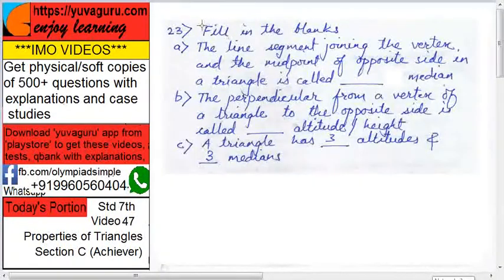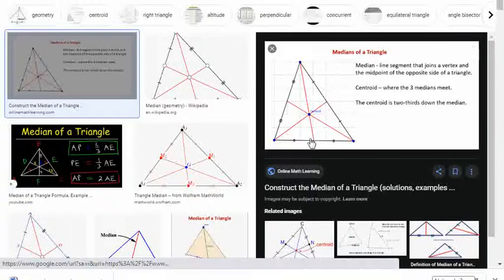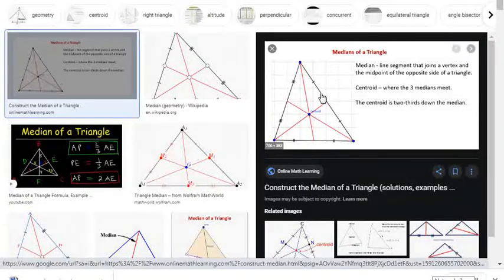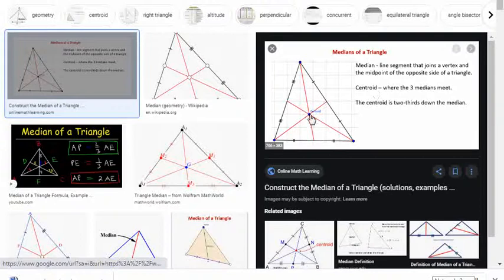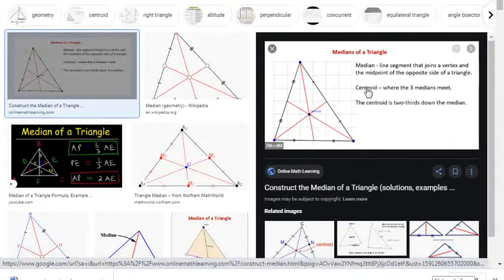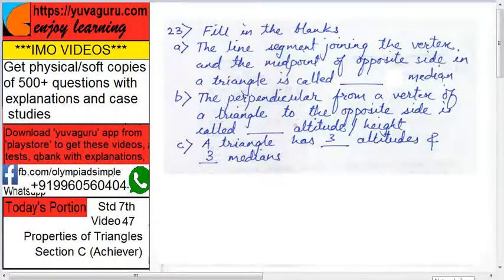Fill in the blanks. Next, the line segment joining the vertex and the midpoint of the opposite side in a triangle is called, means one vertex, one point, and the side opposite to it, the midpoint of that side. See this, vertex to midpoint of the opposite side. So this is called a median. A triangle will have three medians over here and over here, right? And the point where all the medians meet is known as the centroid. So the answer is median. The perpendicular from the vertex of a triangle to the opposite side.